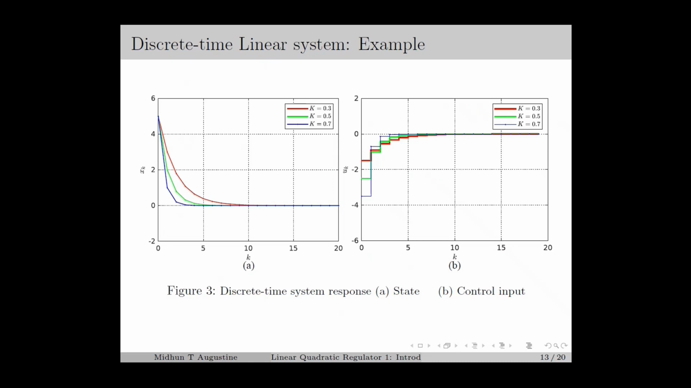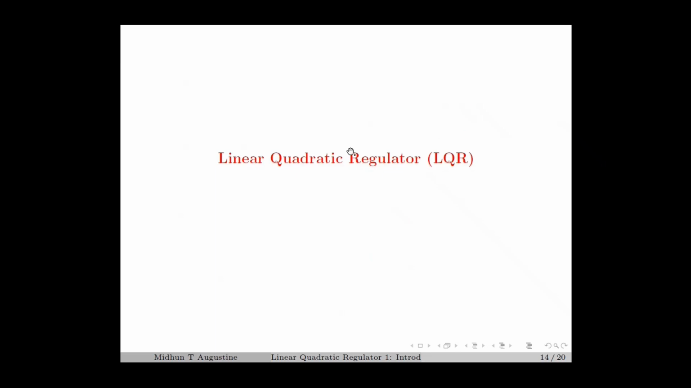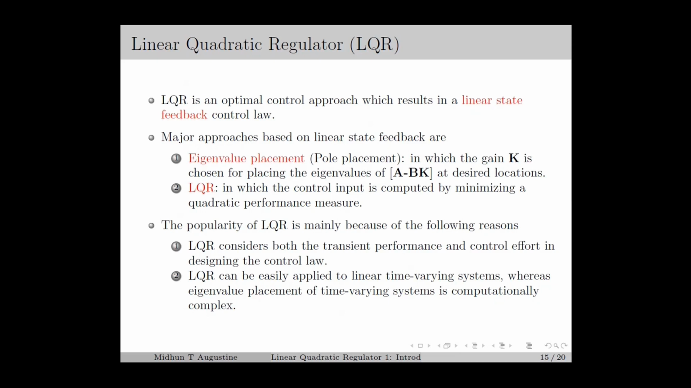This leads to the LQR, which gives an optimal way of selecting the feedback gain by considering both the transient performance and control effort. Next, we move on to the LQR and its formulations. LQR is an optimal control approach which results in a linear state feedback control law.